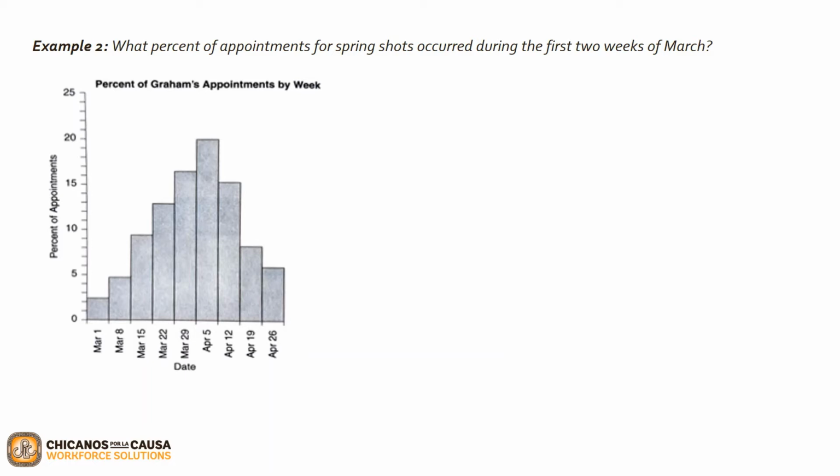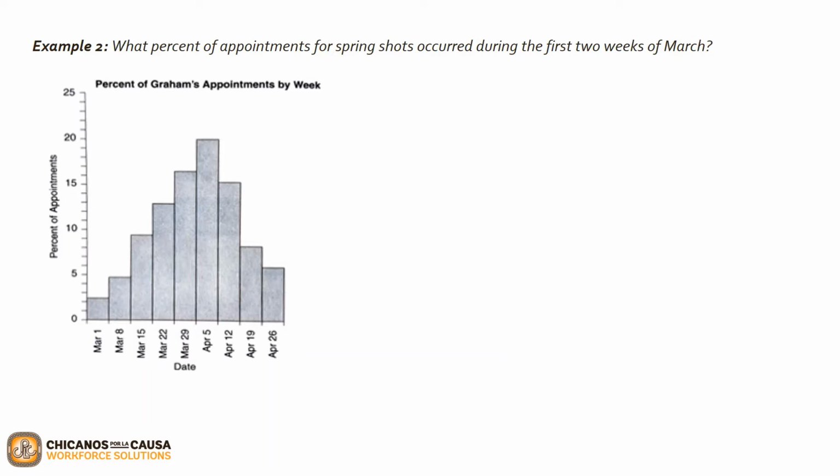What percent of appointments for spring shots occurred during the first 2 weeks of March? So we can see by our histogram that we have both a y and an x-axis. For the y-axis, that represents percent of appointments. It's also in increments of 5. For the x-axis, that is representative of particular dates by week. So let's go ahead and look at week 1 and week 2.